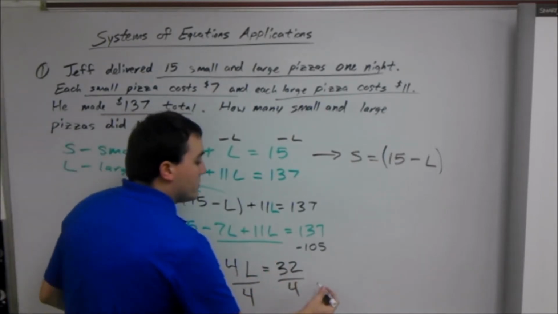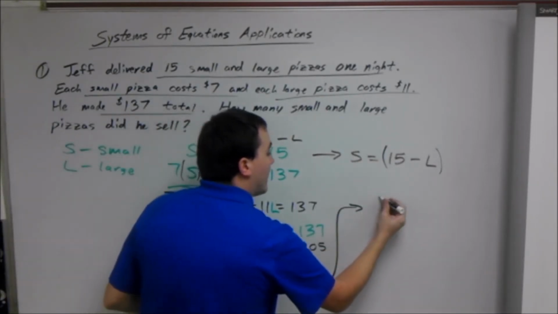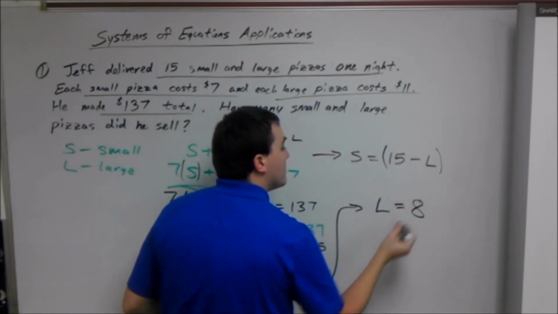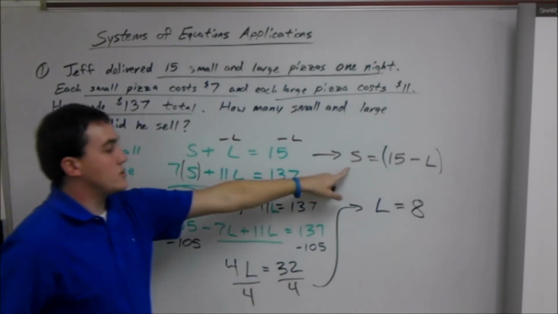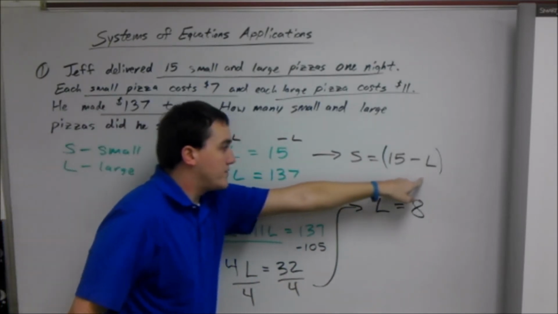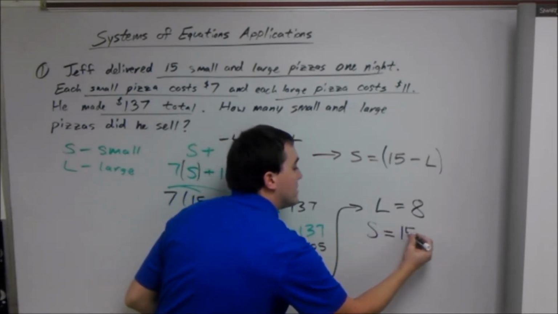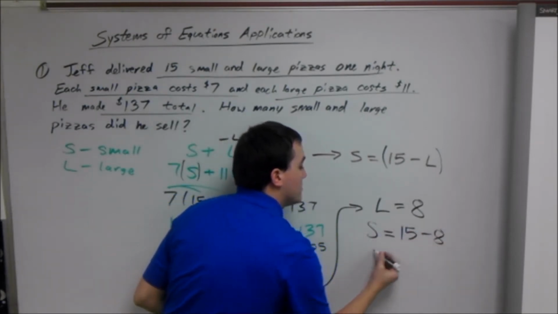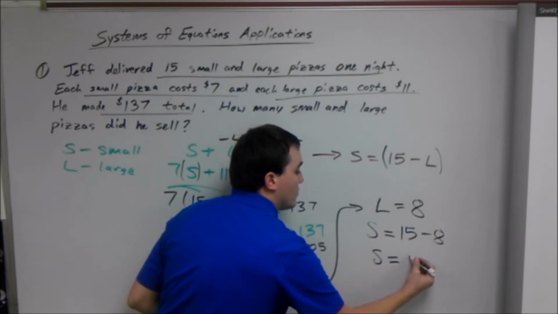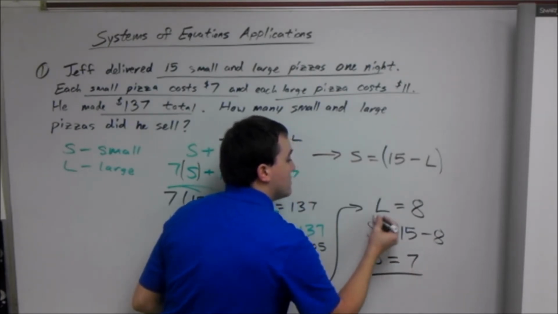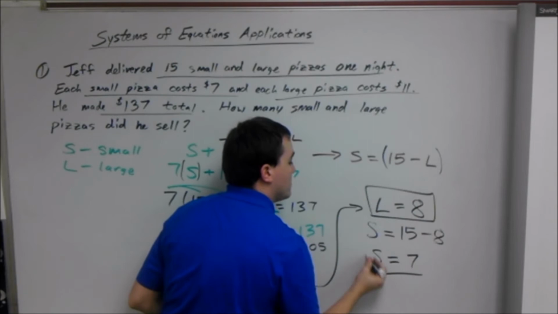So we know he sold 8 large pizzas, and we can use this equation, S equals 15 minus L, to give us S. S equals 15 minus 8. So the amount of small pizzas he sold is 7. And those are our two answers.